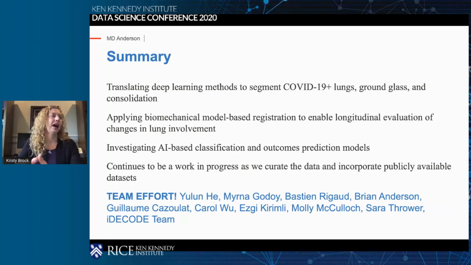So in summary, the goal of this work has really been to translate some of the work that we've done in the image-guided cancer therapy setting into the COVID setting. We translated some of our deep learning methods to segment the lungs and are working on ground glass and consolidation. We're applying our biomechanical model registration to enable longitudinal evaluation of the changes in lung involvement, as well as investigating AI-based classifications and outcome prediction.